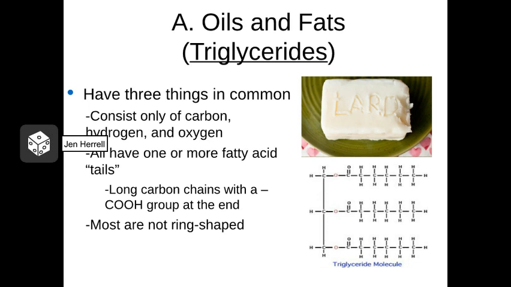Structurally, triglycerides can have a lot of variation, but you're going to find that the ones we examine are going to have three characteristics in common. Here we have a triglyceride molecule. If you examine that molecule, you'll notice that it's only made of carbons, hydrogens, and oxygens. So you don't find anything strange attached to it like sulfur or nitrogen. Second, all triglycerides are going to have at least one, and more commonly three, of these long tails that we call fatty acids. There's three on this one. Finally, most of the triglycerides are not ring-shaped.